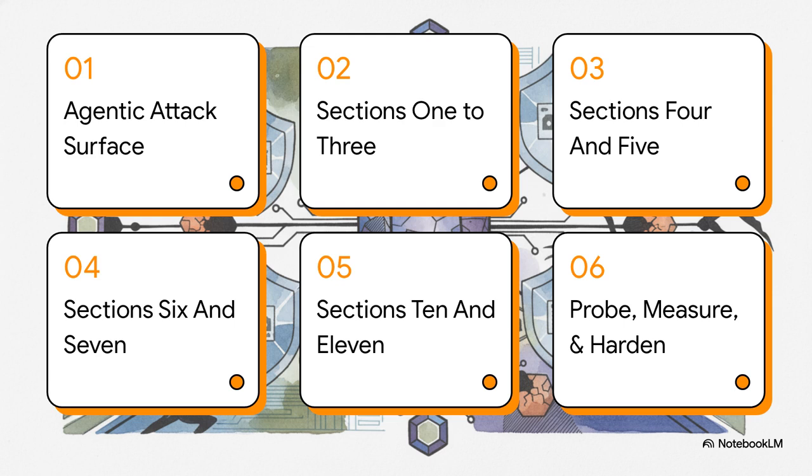Here is our masterclass syllabus for today's review. First, the agentic attack surface. Then, sections 1 through 3. After that, sections 4 and 5, followed by sections 6 and 7. Then we'll cover sections 10 and 11, and finally wrap up with probe, measure, and harden.